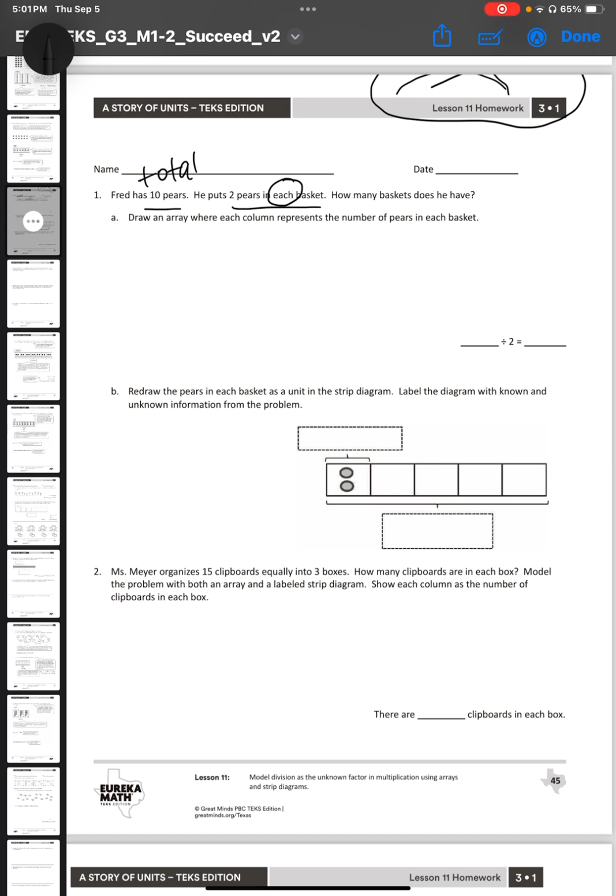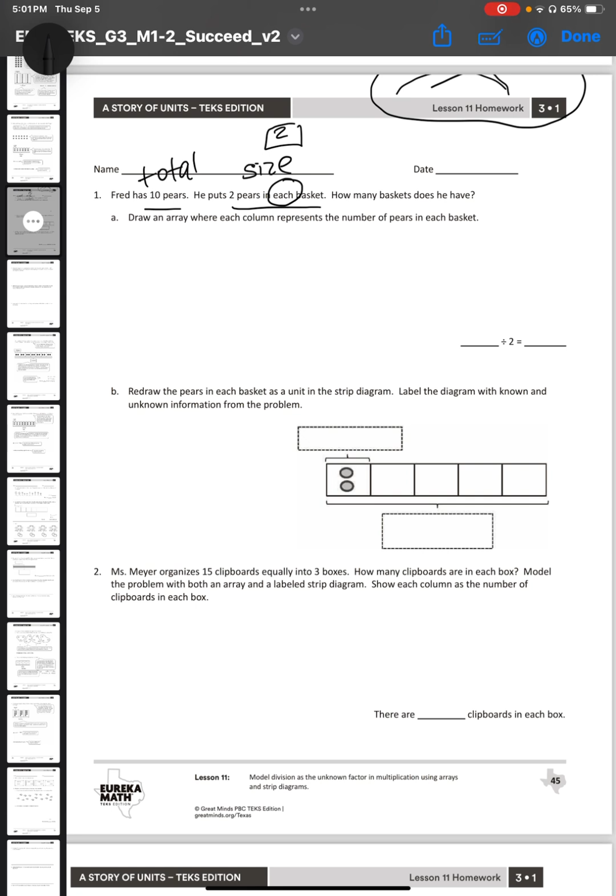Second, I know that he puts 2 pears in each basket. Each is one of those words that is small but has a big meaning. So I like for the kids to focus in on the word each. That means for every basket that I have, there are going to be 2 pears in it. The 2 pears in each basket represents the size of each group.